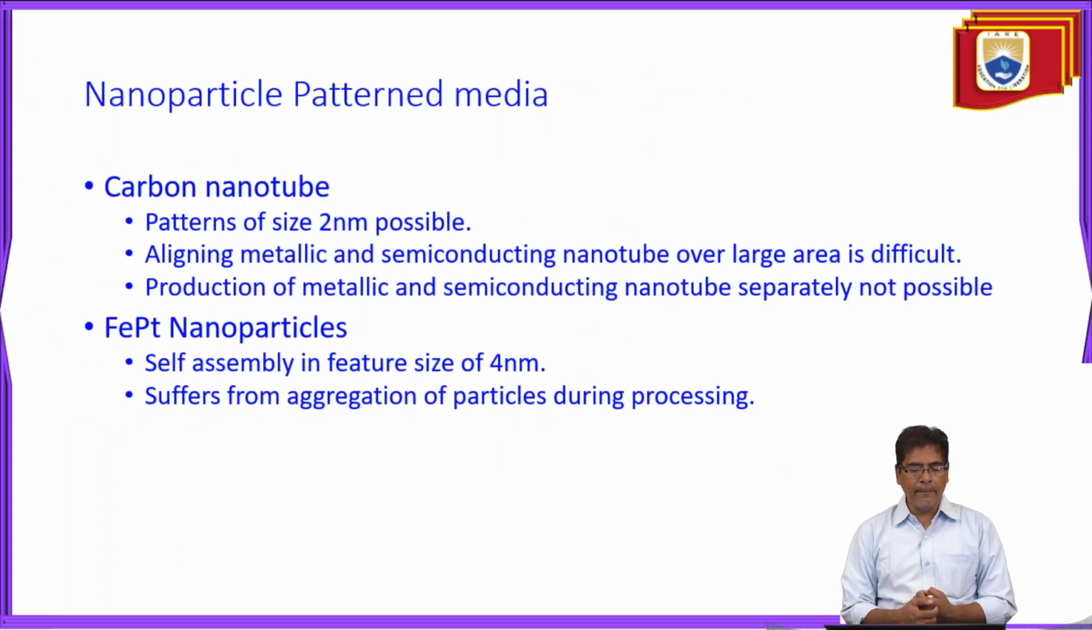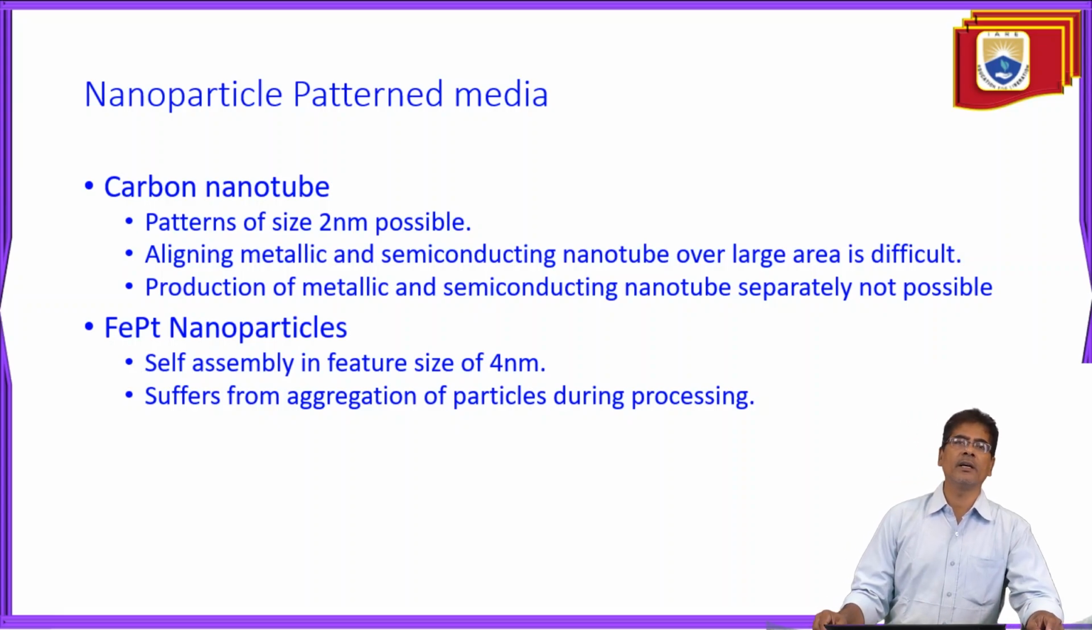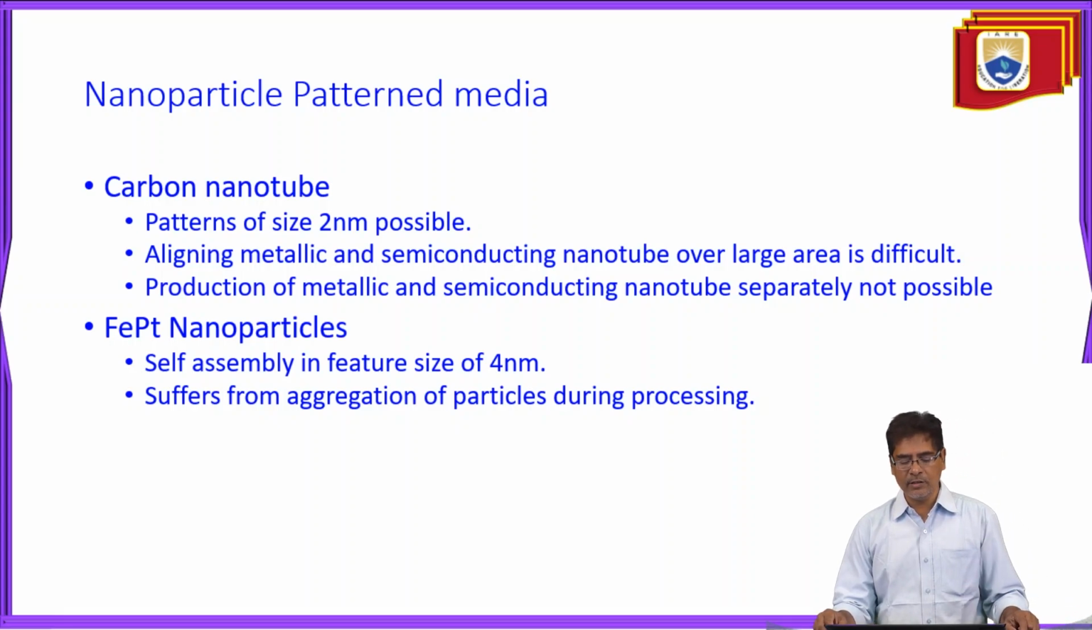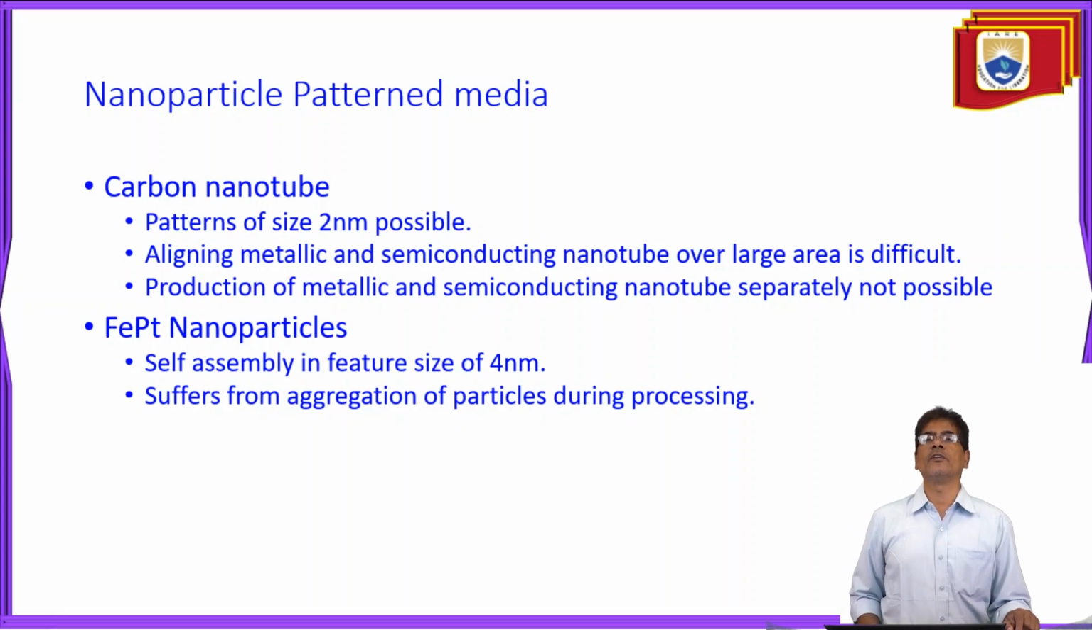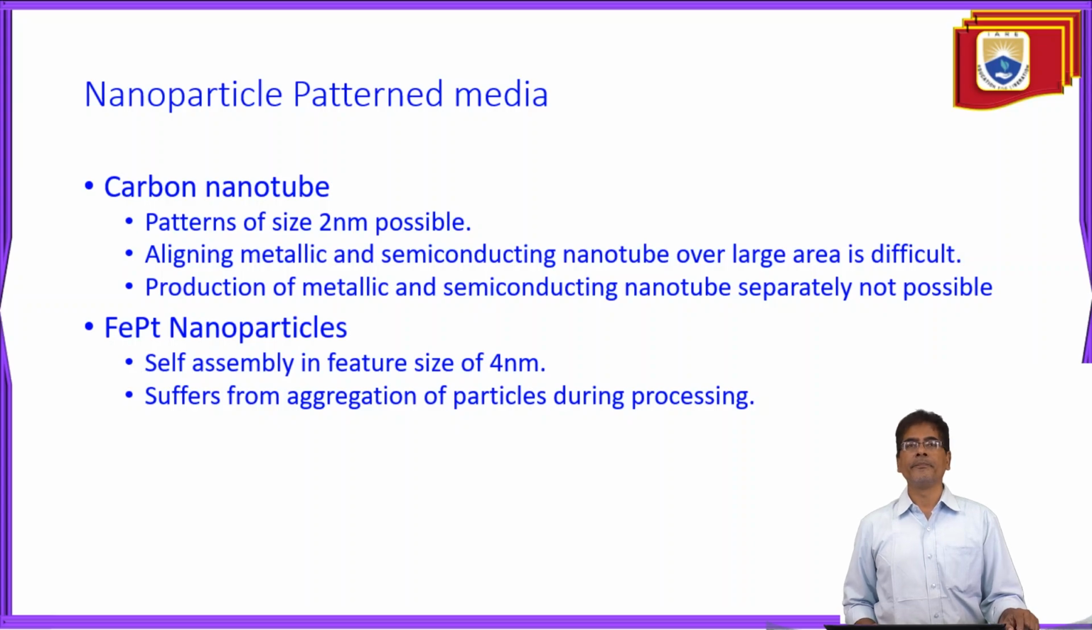Nanoparticle media patterning: carbon nanotube patterns of size around 2 nanometers are possible. Aligning metallic and semiconducting nanotubes over a large area is difficult, and producing metallic and semiconducting nanotubes separately is not possible. Iron platinum nanoparticles self-assemble to a feature size of 4 nanometers, but suffer from aggregation of particles during processing.